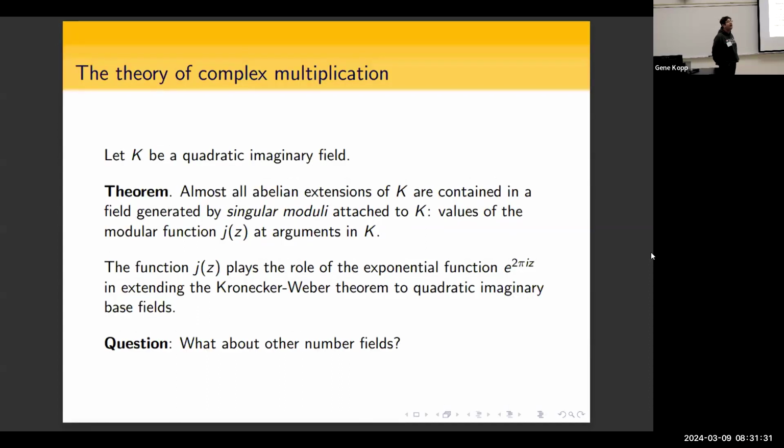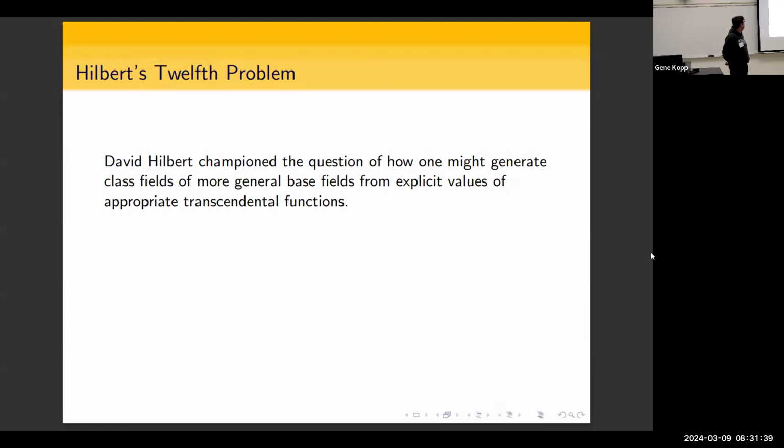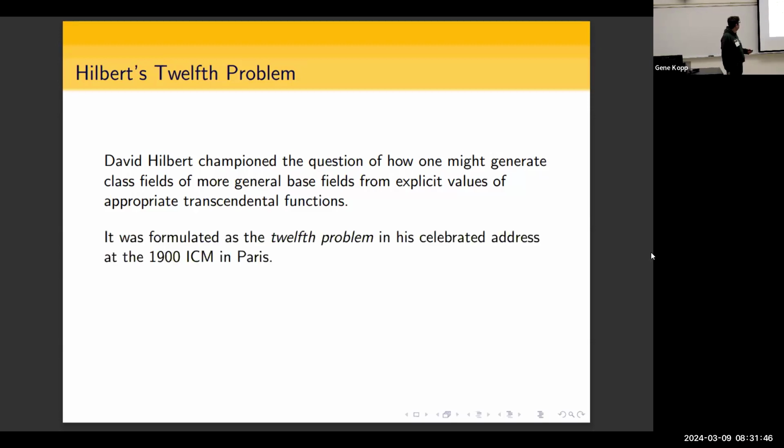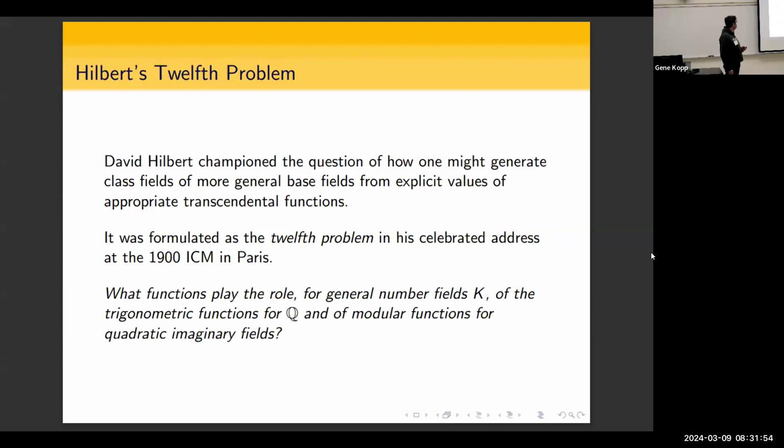The natural question that arises from these two beautiful examples is whether one can have a similar theory that applies to other ground fields, other base fields. Hilbert was one of the people who put forward this question. He formulated it as the 12th of his famous list of problems in his 1900 address at the ICM. You could paraphrase this question as asking what functions play the role for a general ground field as trigonometric functions, like exponentials for Q, or modular functions for quadratic imaginary fields.